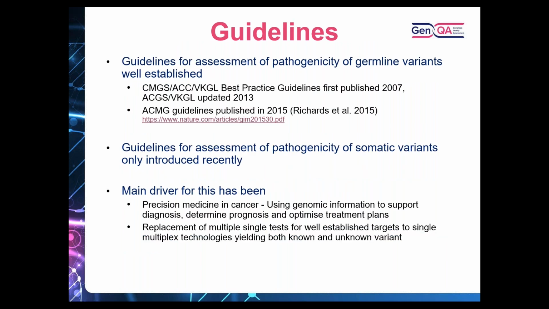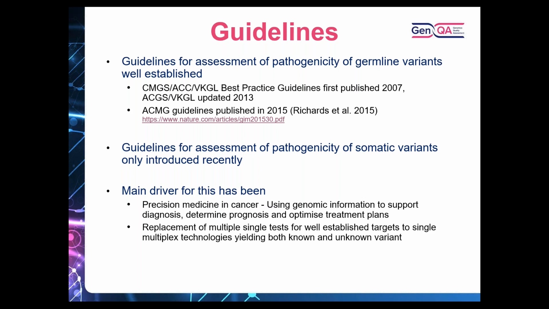So guidelines. There are guidelines for assessment of pathogenicity of germline variants, and they're very well established. These were first in the UK. Some guidelines came out in 2013 together with the Dutch labs, and these then led to the ACMG guidelines that were published in 2015 by Richards et al. These guidelines are now very well established internationally and used pretty routinely. However, guidelines for assessment of pathogenicity of somatic variants have only been introduced very recently and are still evolving, and I'll talk about guidelines in more detail in a later slide.